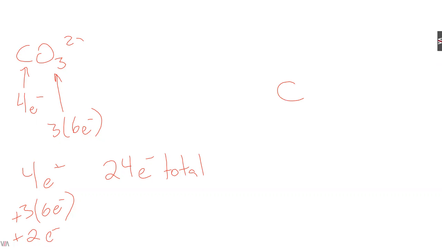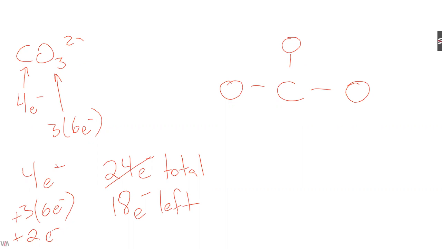So carbon's going to go in the middle. We know it's got oxygens all around it, so we can start by using 6 of our electrons to do that, right? Now we've got 18 electrons left. And how many does each oxygen still need? 6. 6 times 3 is 18. So that'll take up all the rest of our electrons, right?